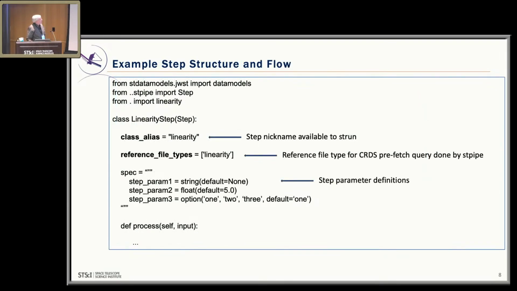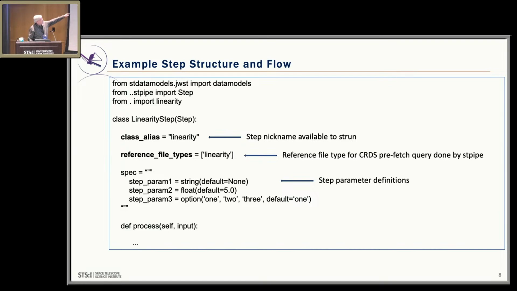So now getting into a little more detail, I'm just going to show you some of the fundamental pieces that are involved in a calibration step and why they're there and what they do. Here's just a trivial example that I borrowed from the linearity correction step. This isn't an exact copy of it, but it at least shows you a template of the structure of it. So you've got your linearity step class defined there, and it inherits from the step class that's defined in stpipe.